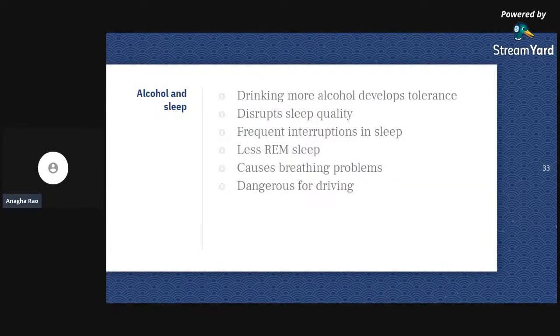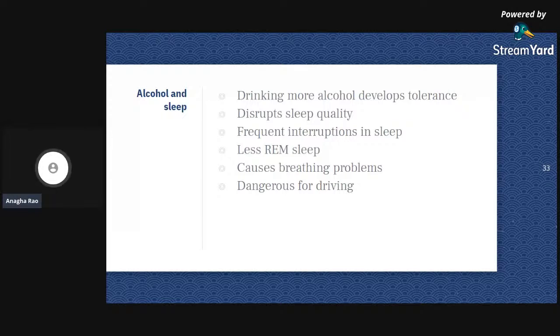Alcohol and sleep. Now, I went over this a little bit in one of my other webinars, but let's go over it anyway. So, drinking more alcohol can develop a tolerance to alcohol. And when we are drinking alcohol, it can block REM sleep. So, we tend to have less REM sleep. It can disrupt our sleep quality, and it can cause frequent interruptions in our sleep.